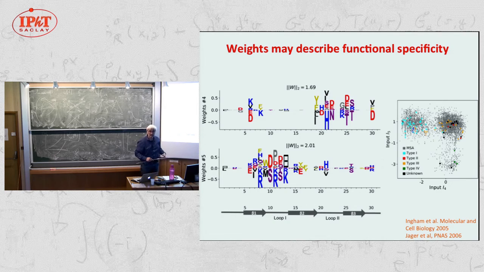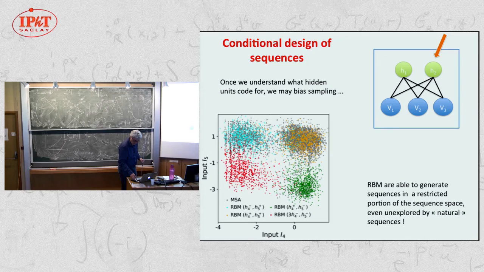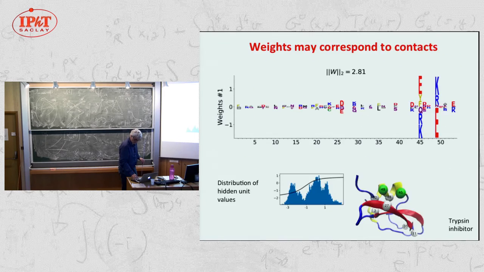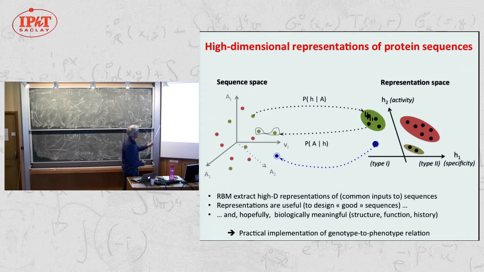Okay? So it seems that these hidden units are able to separate the different clusters of ligand specificity. You know, it would be very hard actually to find that without this kind of data analysis. So I will stop, but I want to mention another thing we can do with that. So we can do conditional design, and this is important for protein design. You know, the idea is this thing.